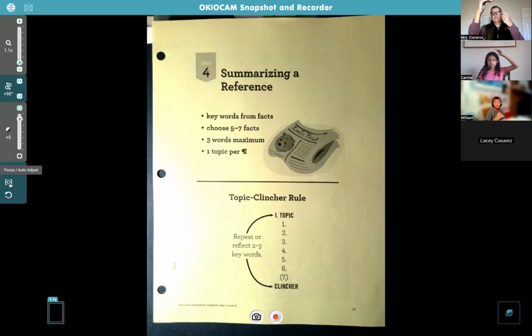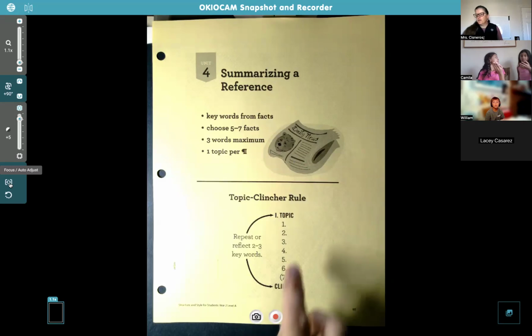The topic sentence and the clincher sentence must repeat or reflect two or three key words. Okay, do it with us, William. And I can't see you, Lacey, but I'm hoping you're doing it with us. We're going to do it at the same time this time, okay? Ready, go. The topic sentence and the clincher sentence must repeat or reflect two or three key words. Good job.